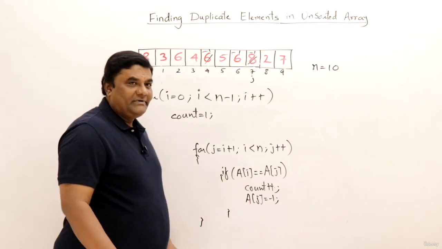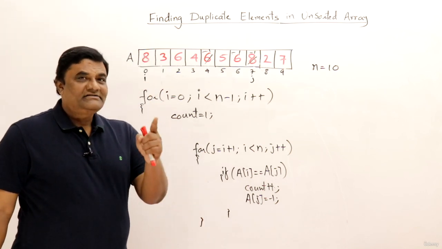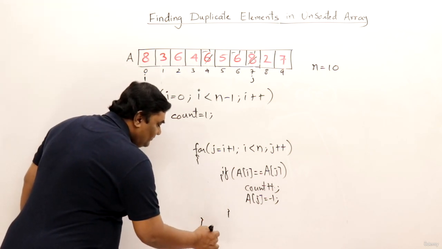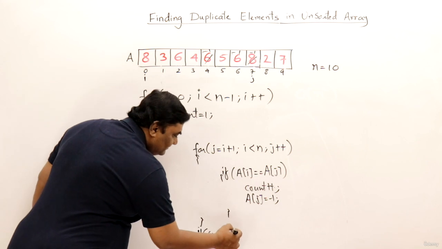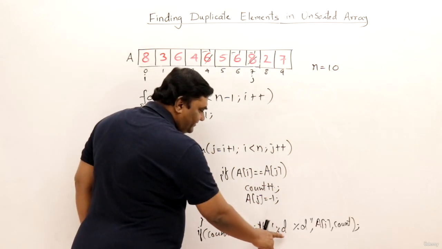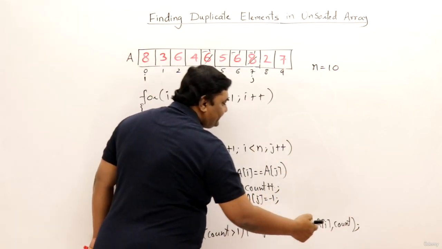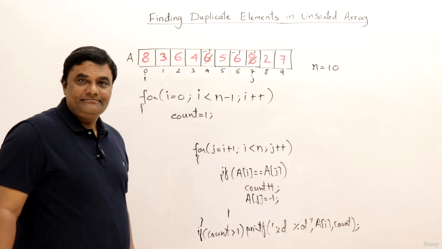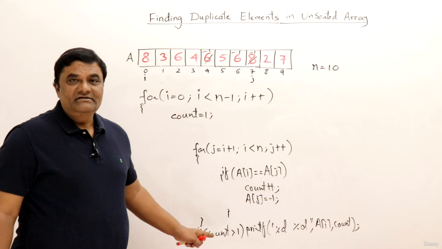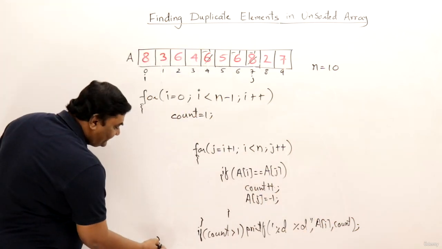Now once I come out of this loop, I should check the value of count. If count is greater than 1, it means there are duplicates. So here I will write printf: if count is greater than 1, then print. Here I am printing percent d. First is A of I, that is 8, and count means how many times it is duplicated. So this will print if count is greater than 1, meaning there is a duplicate element, and how many times it is duplicated, I get both. So end of this loop.